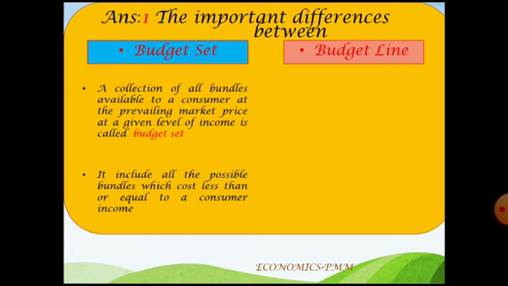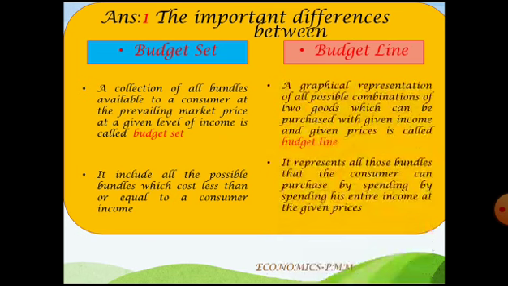Now, what is budget line? Budget line is a graphical representation of all possible combinations of two goods which can be purchased with a given income and given prices. It represents all those bundles that the consumer can purchase by spending his entire income at the given prices.